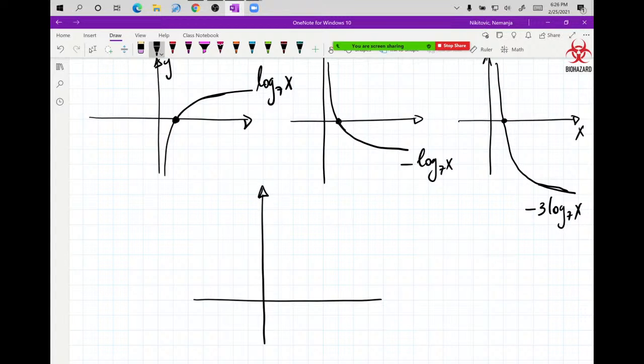Remember that your point was here. Now it's going to go 1, 2, 3, 4. It's going to go there. That point is 1, 4. And you're going to have the same graph.